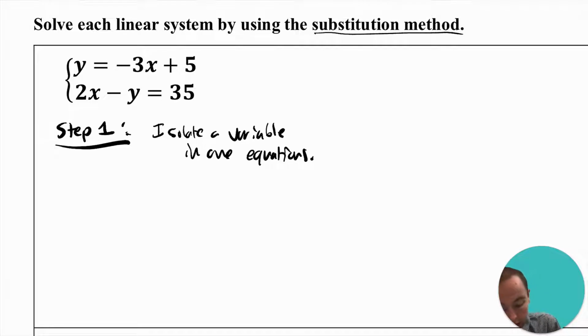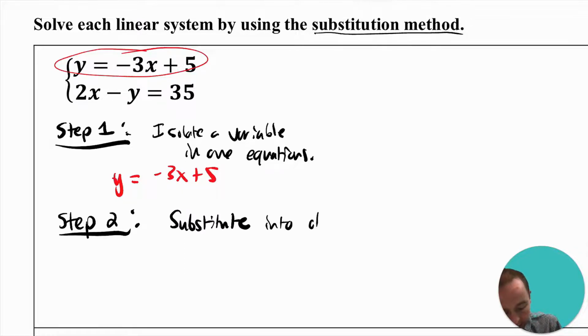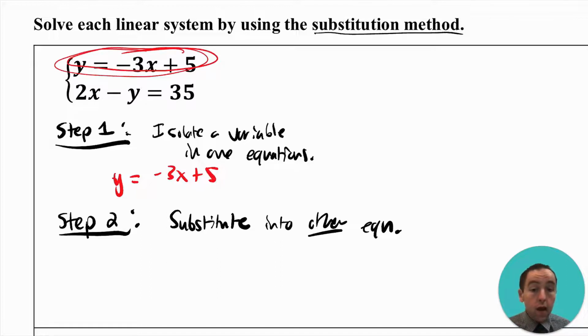And so we actually have this first equation right here, where you do have a y that's solved for, so we don't really need to do a lot of work there. That's going to be your first step. And then this is where the fact that it's called the substitution method comes into play: we now want to substitute into the other equation. Since we solved the first equation for a variable alone, we're going to substitute into the other equation.